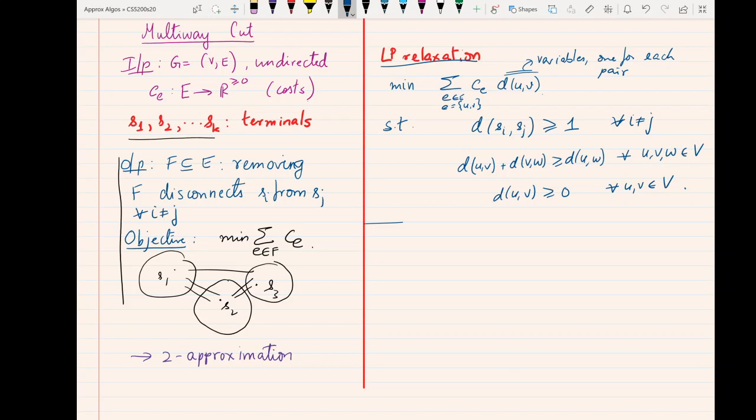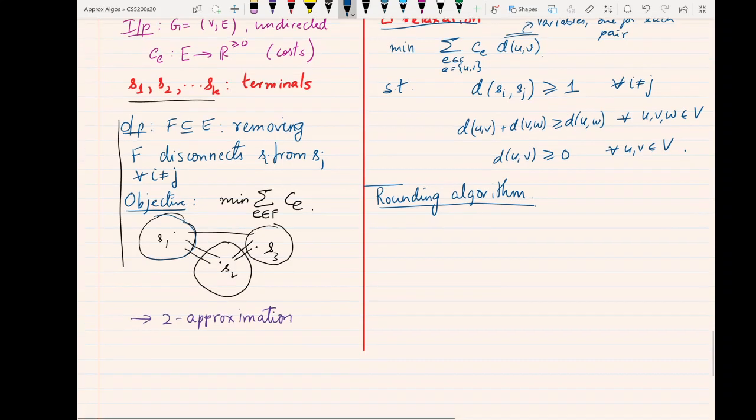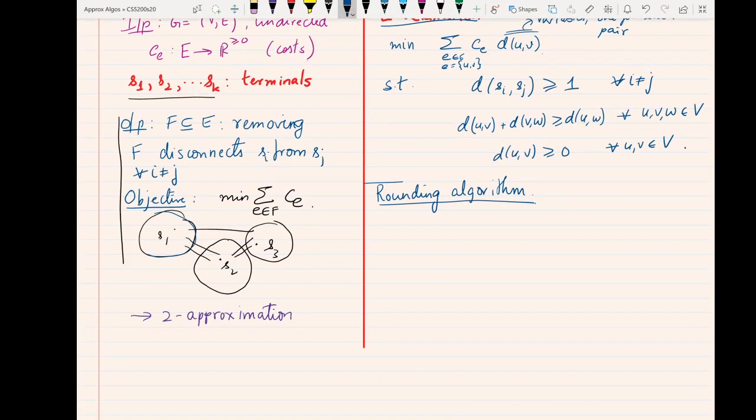Let's state the rounding algorithm. Now, unlike in the previous case where you could just take one ball and capture the vertices, notice that here we have got k different terminal pairs. And what we'll do is we'll instead draw k balls, one around each of these terminals. Each of these will capture some set of the vertices onto its side, although they all are going to use the same random radius.